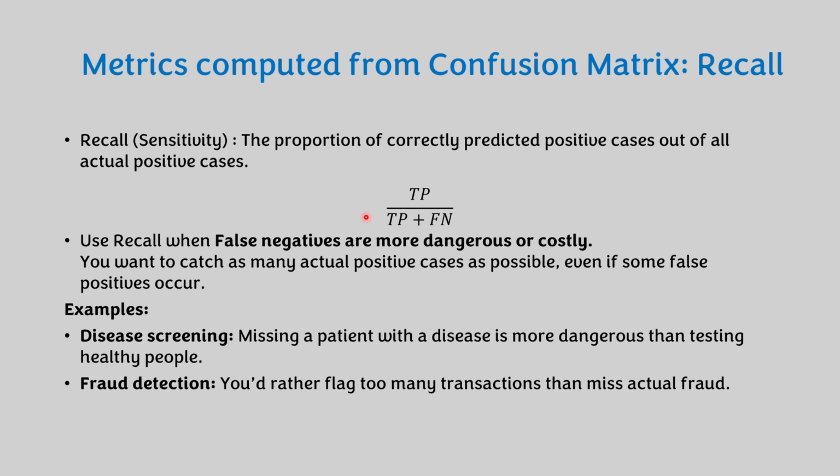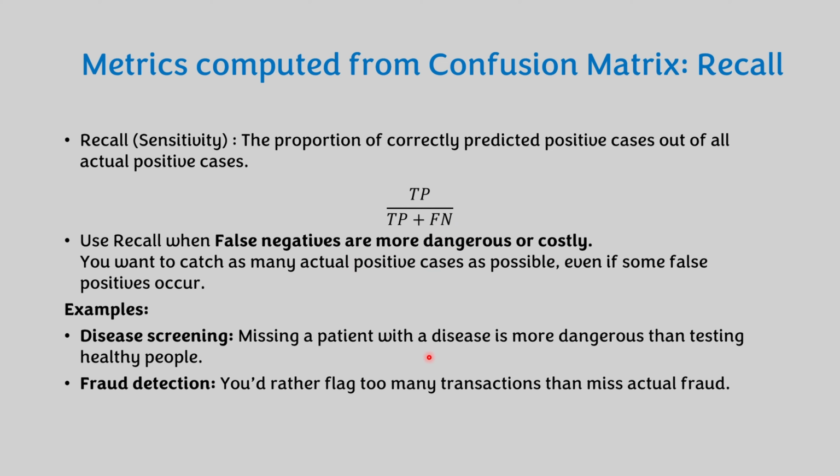On the other hand, we have recall, also known as sensitivity, which is the proportion of correctly predicted positives out of cases that are actually positive. Remember, the actual positives are the true positives and the false negatives, so we have the true positives as our numerator divided by the sum of the true positives and false negatives. We use it when false negatives are more dangerous or more costly, and we want to minimize them.